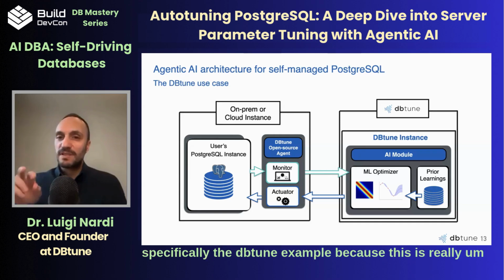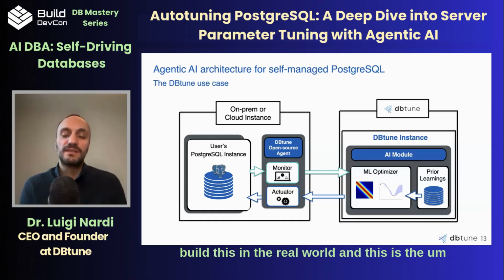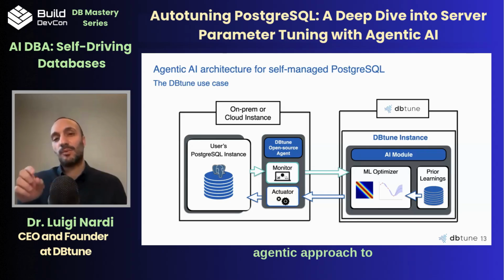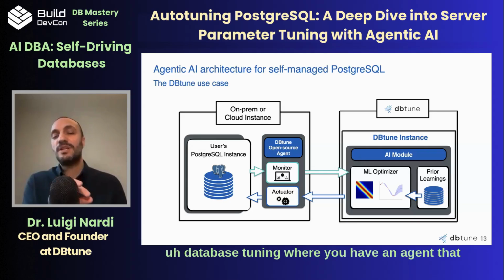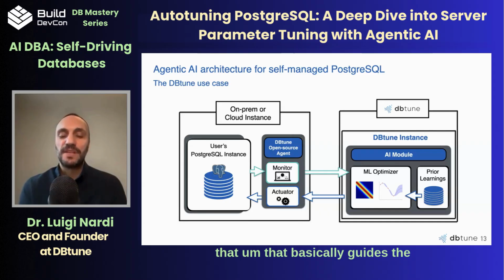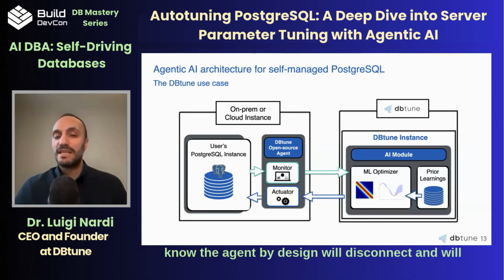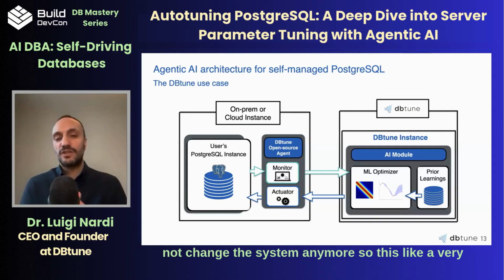So here I'm using specifically the DBtune example because this is really what I'm familiar with, and we built this in the real world. And this is the agentic approach to database tuning, where you have an agent that connects with a bigger model that basically guides the optimization. And so this loop goes on for a little while, and then eventually the agent by design will disconnect and will not change the system anymore.